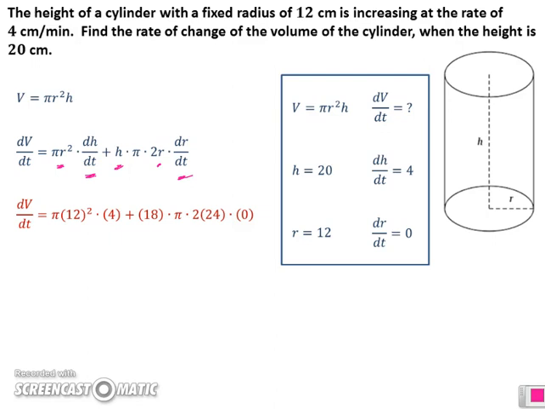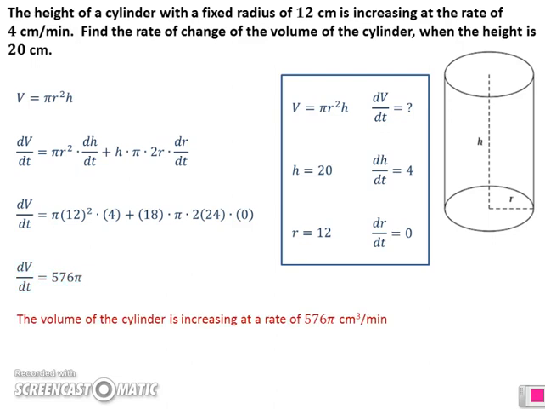So if you simplify this, you end up with 576 pi. You can stick that in a calculator if you like, but you don't really have to. And because it's positive, the volume of the cylinder is increasing at that rate. Okay, let's do another one.